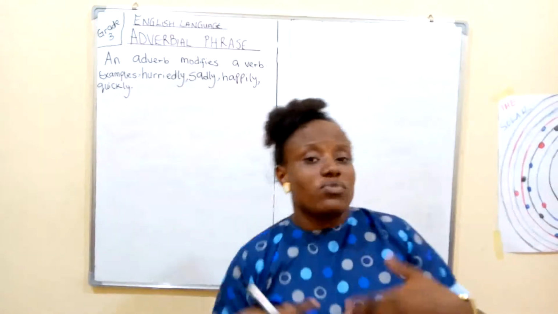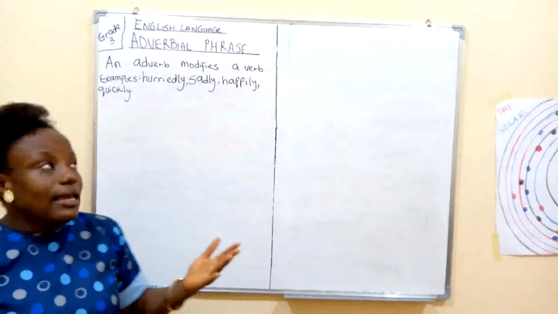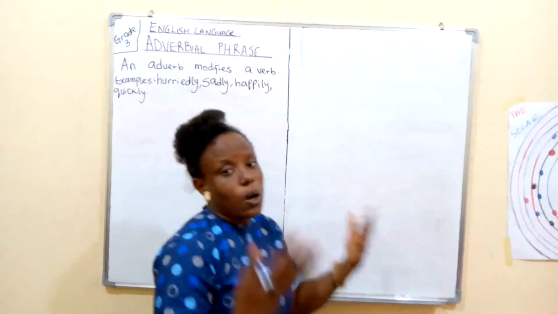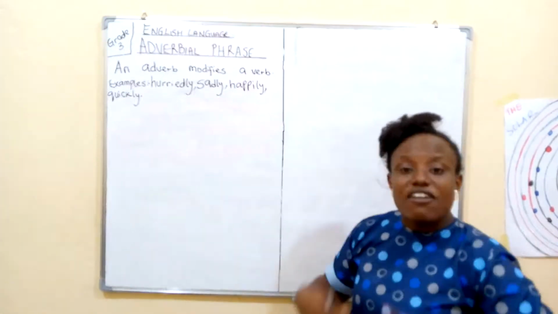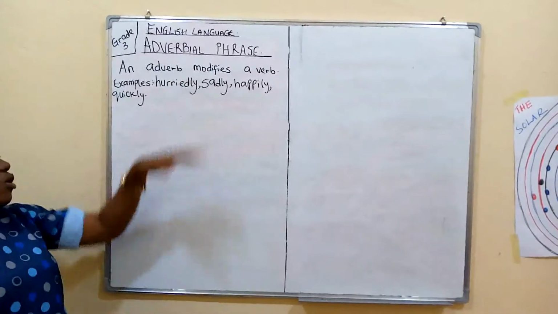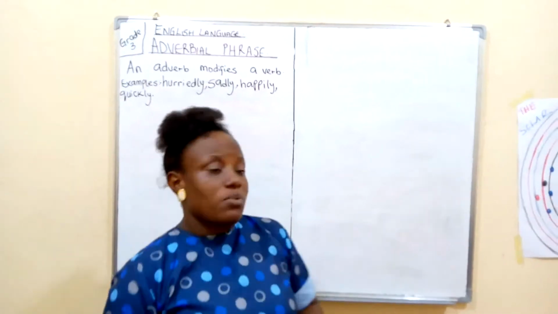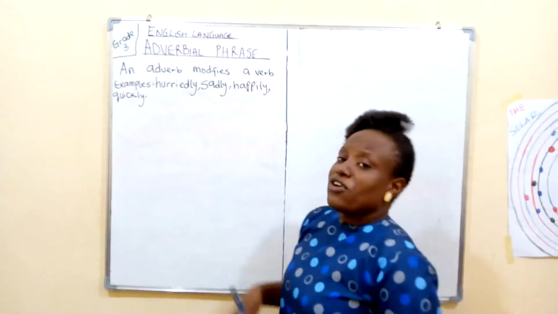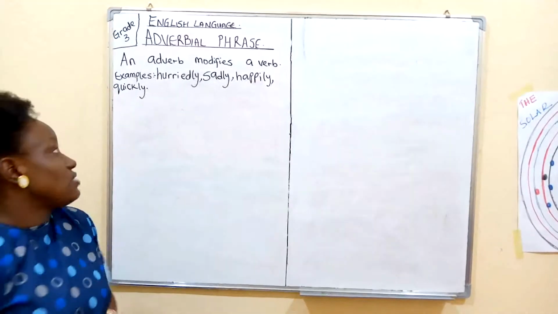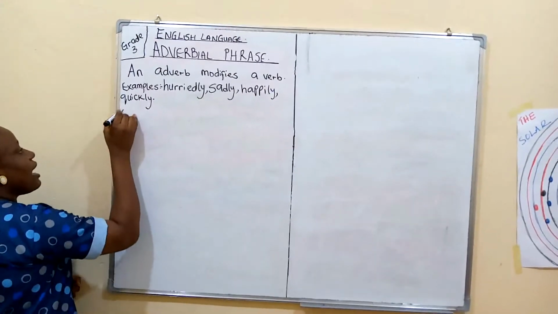We have adverbs like hurriedly, sadly, happily, quickly, and the list goes on. You have many more adverbs. Although I did not put them on the board, we should know that we have many examples of adverbs. Next, we're going to be looking at adverbs in sentences. For example, number 1.